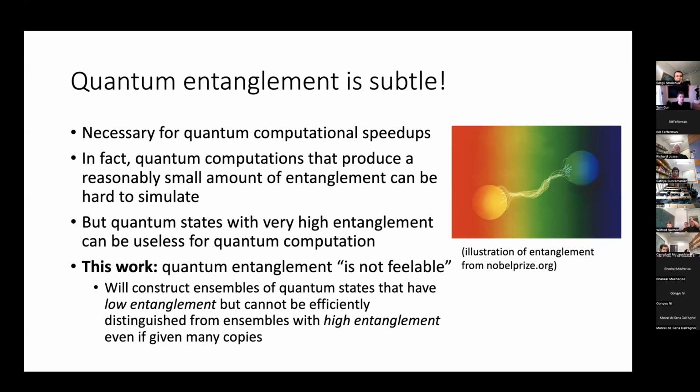We're going to talk about what I think is a new property of quantum entanglement, which is that it's not a feelable property. And what do I mean by that? Well, what I mean is that it can't be efficiently observed. In other words, we'll construct two explicit ensembles of quantum states, one that has very low entanglement and one that has very high entanglement, with the property that no efficient quantum algorithm can distinguish these two states, even if we give that algorithm a large number of copies, like an arbitrary polynomial number of copies. So this is something that was not known before, and we're pretty excited about it.